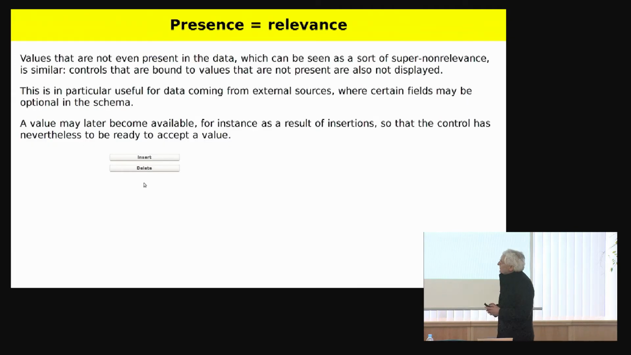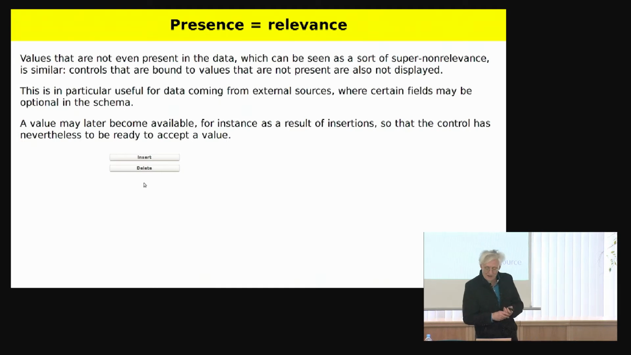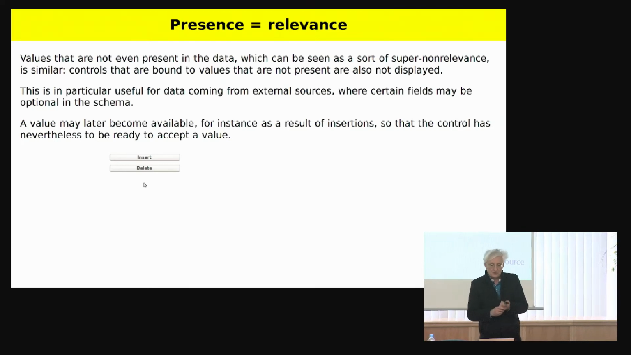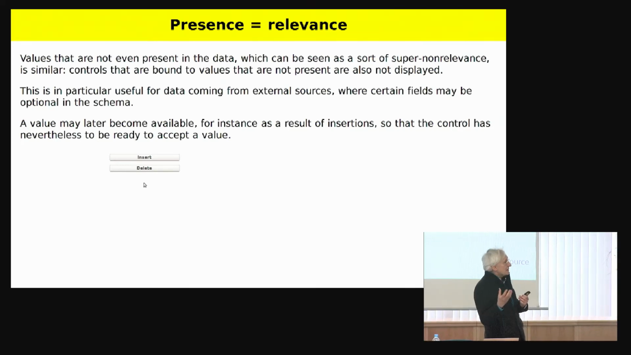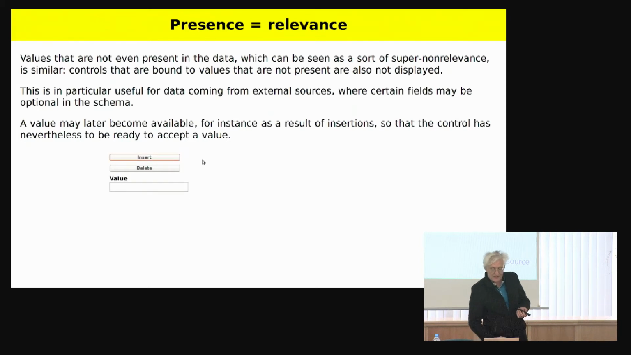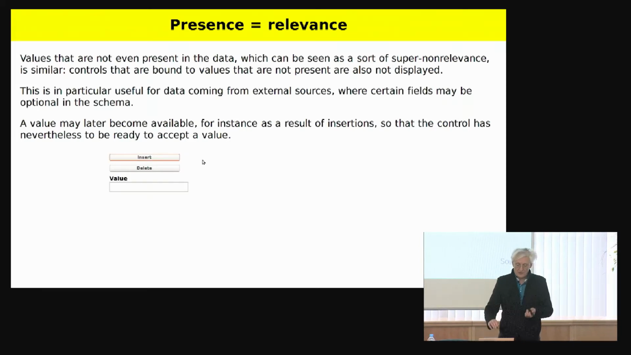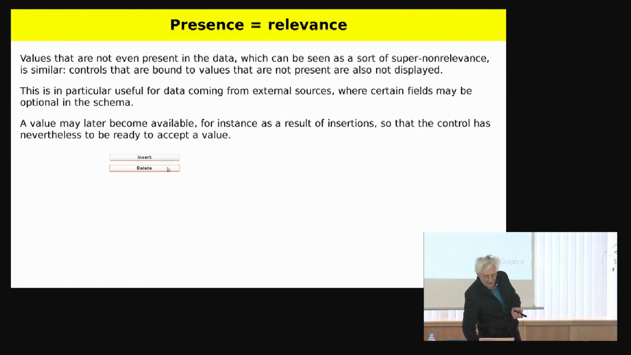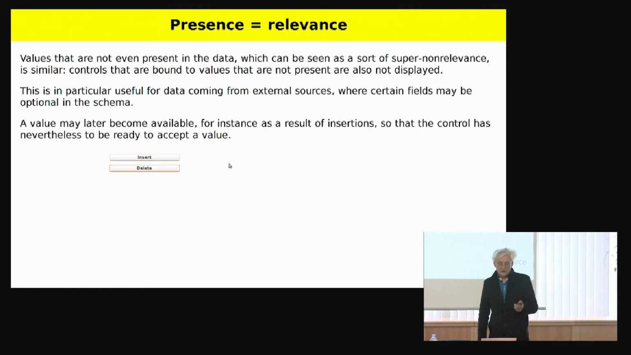There's another sort of relevance as well, and that's whether the data actually contains the value that you're binding to. You can add bindings to data that's actually not in the data. So this is good when it's coming from external sources where certain fields may be optional. But of course, that data element might later come into the data. It might be inserted. For instance, here I insert the element that this control is bound to, and so the control has to emerge. And if then I delete that element from the data, then the control disappears.